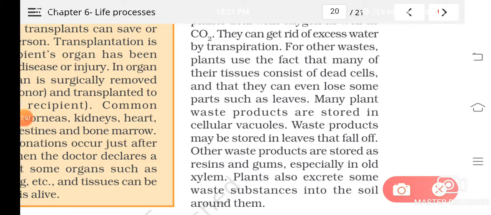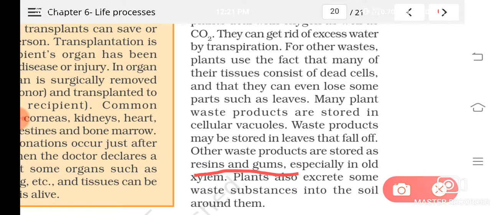Then some of the plants store their waste materials in the vacuoles. You have studied that plants have large vacuoles, isn't it? So in these vacuoles they can store the waste materials. Some other waste materials like resins, gums, etc. can also be stored in the plants, and that will be economically important for human beings. Understood?